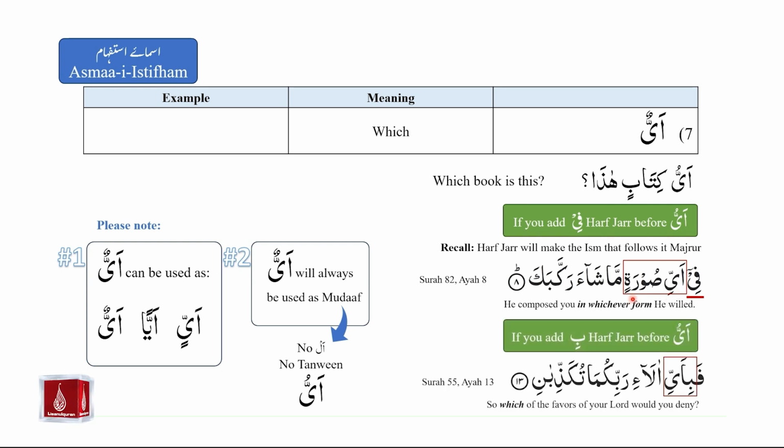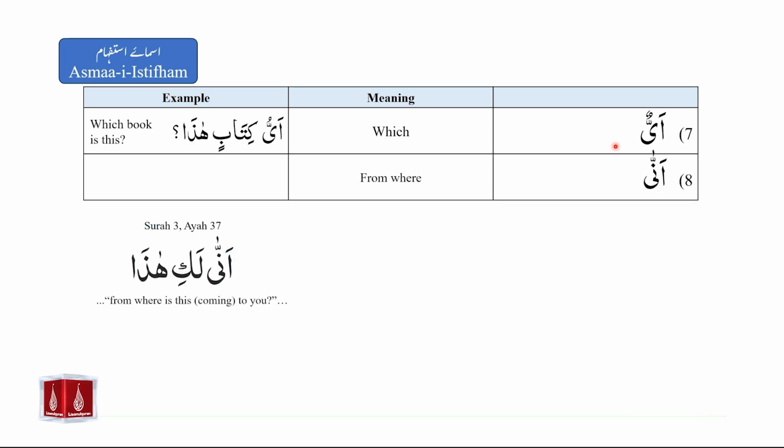In another example, Surah number 55, ayah number 13, we see ba harf jar is being used before ayyu. Fabi ayyi ala'i rabbikuma tukazziban. So, which of the favors of your Lord would you deny? Our seventh Ism-i-Istifham was ayyun, which means which, and we studied the example of ayyu kitabin haza.